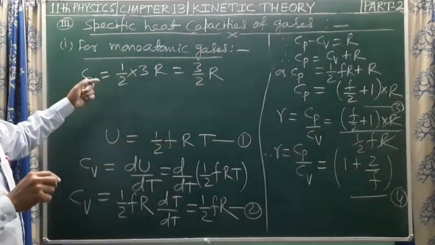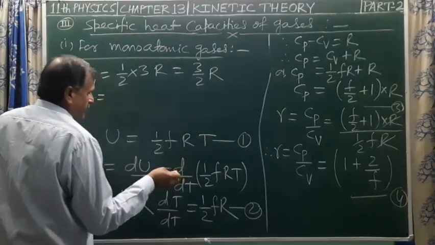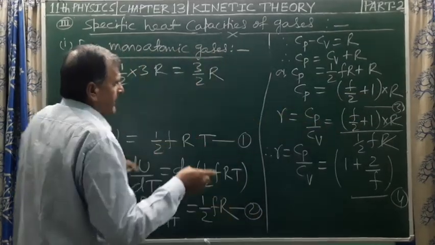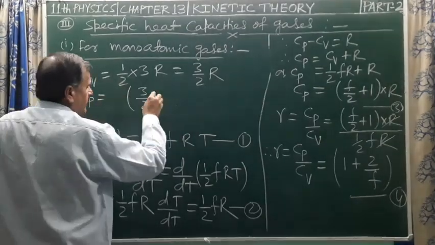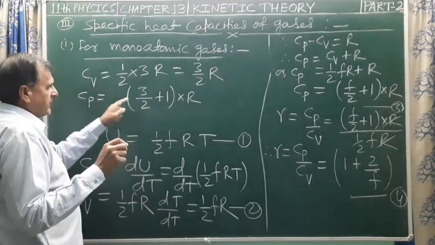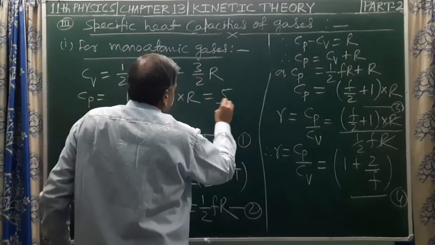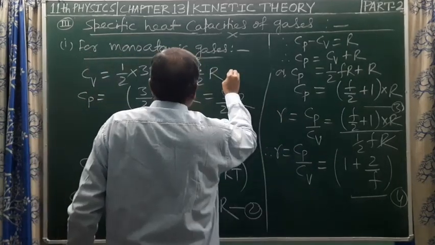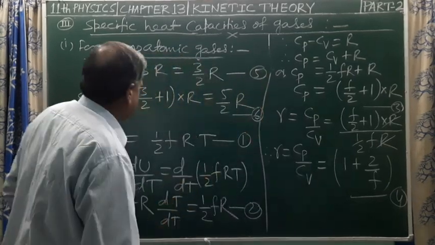For a monoatomic gas, the specific heat capacity at constant volume is 3 by 2 R, and Cp equals Cv plus R. Also, the direct formula for Cp we obtained is (f by 2 plus 1) into R, where f is replaced by 3, so it is (3 by 2 plus 1) multiplied by capital R, that is 3 plus 2, that is 5 by 2 into R. Say this is equation number 5: Cv for a monoatomic gas, and Cp for a monoatomic gas is 5 by 2 R.